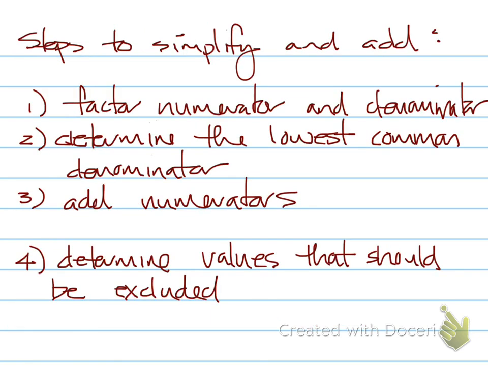Here are the steps to simplifying and adding rational expressions. First thing you want to do is factor the numerator and denominator. Once you've factored, you want to determine the lowest common denominator. And then you will just add the numerators, keep the denominator, and then if you have a variable in the denominator, you need to determine which values should be excluded.